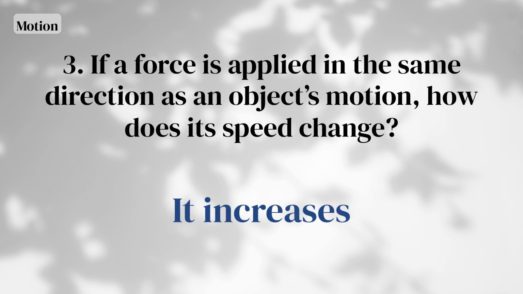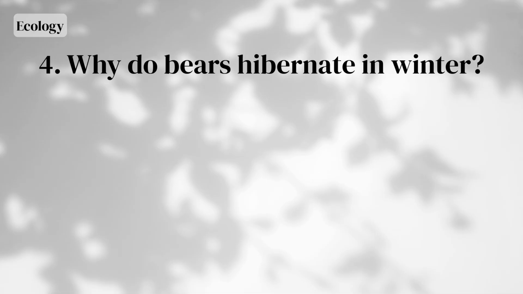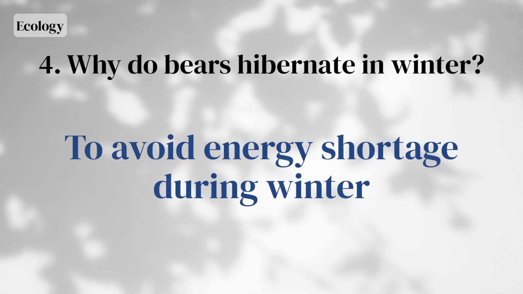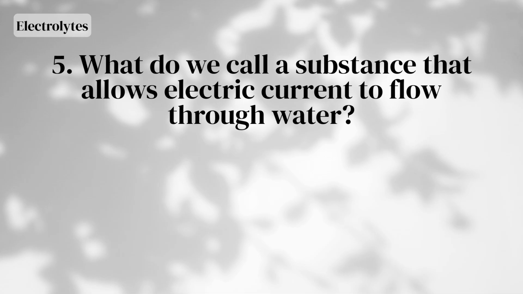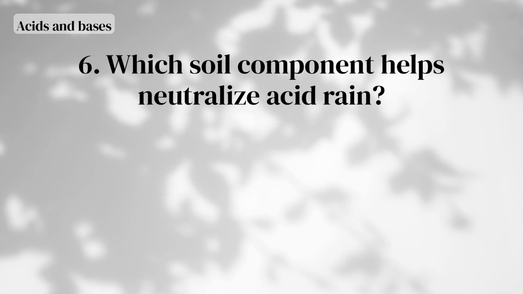It increases. Why do bears hibernate in winter? To avoid energy shortage during winter. What do we call a substance that allows electric current to flow through water? An electrolyte. Which soil component helps neutralize acid rain?